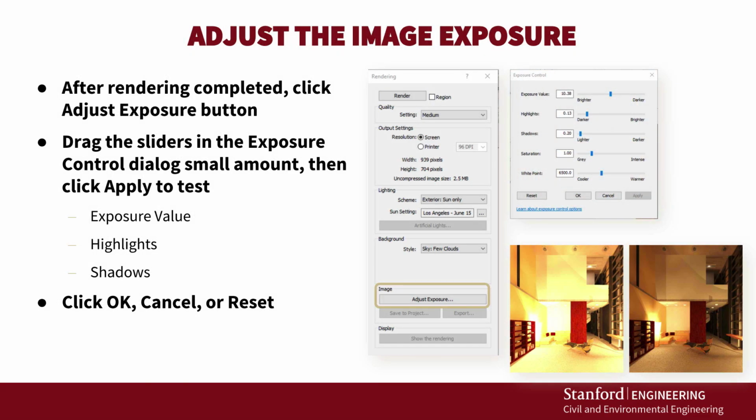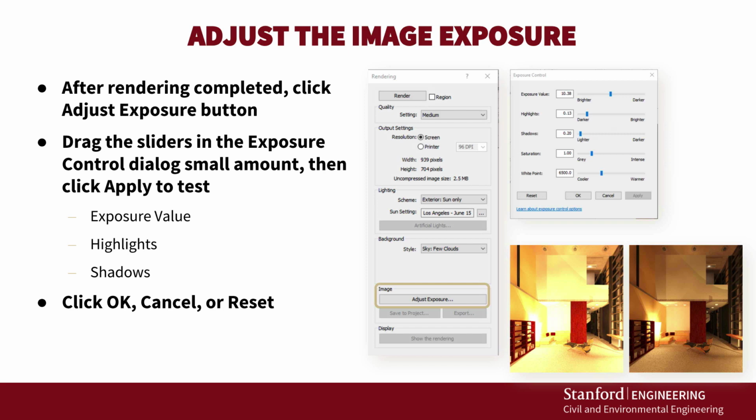To adjust the image exposure on a view that you've rendered, return to the Rendering dialog and click the Adjust Exposure button. In the Exposure Control dialog that appears, you can fine-tune the different aspects of the exposure for your view. I tend to focus on the exposure value first, either brightening or darkening the overall image, but then you can go further and adjust either the highlights, those are the brightest spots on the image, or the shadows, and that's fine-tuning the darkest spots in the image. And usually a combination of those three values will actually create the effect that you'd like.